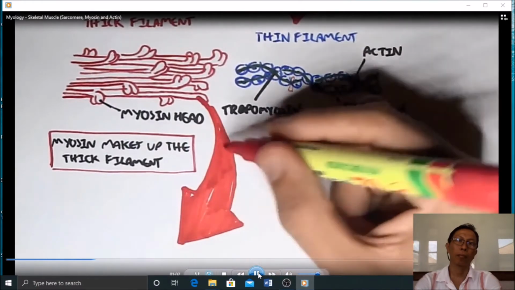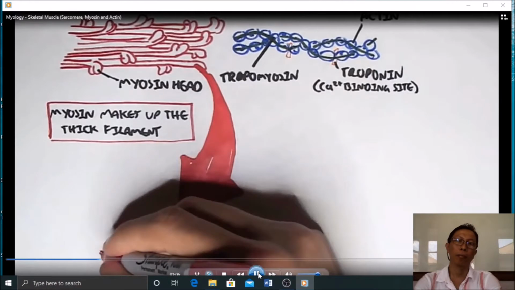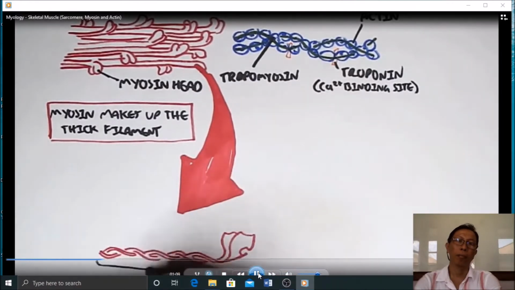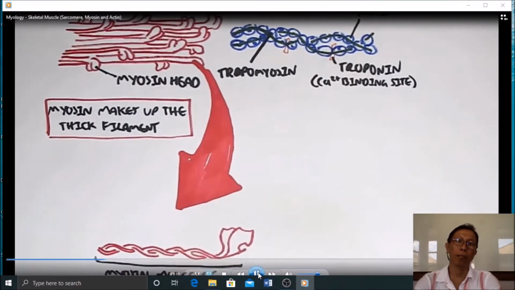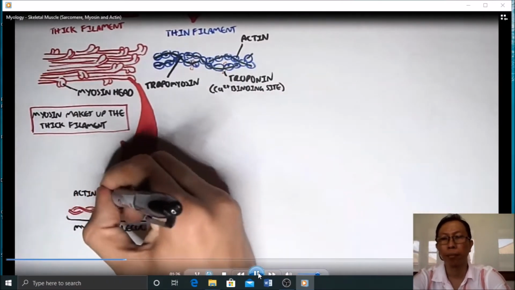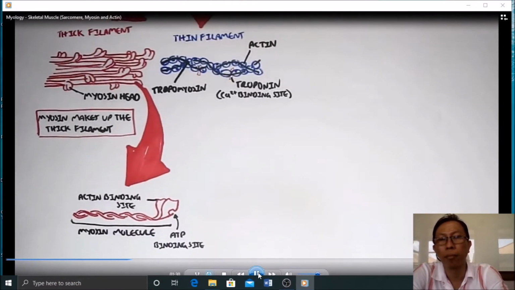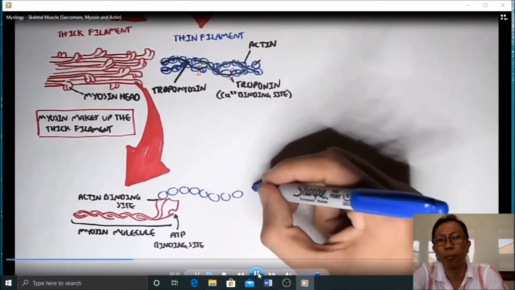But essentially, if we zoom into one myosin molecule, here we have one myosin molecule, and the myosin proteins actually wrap around together to form the helix as well, and that is why we have two myosin heads in duplicates. And the myosin head contains two important sites. One site is for ATP, so an ATP binding site, and also the top here has an actin binding site, so it can bind to the actin proteins of the thin filament.